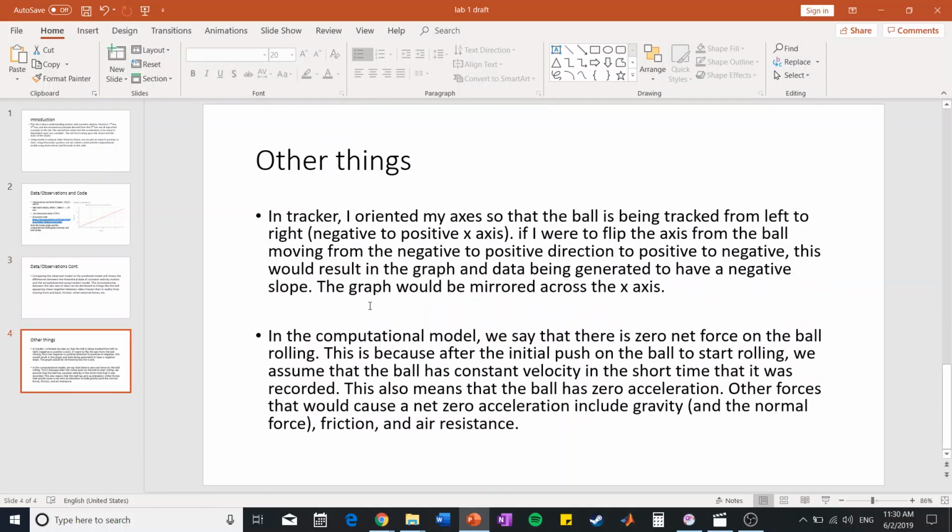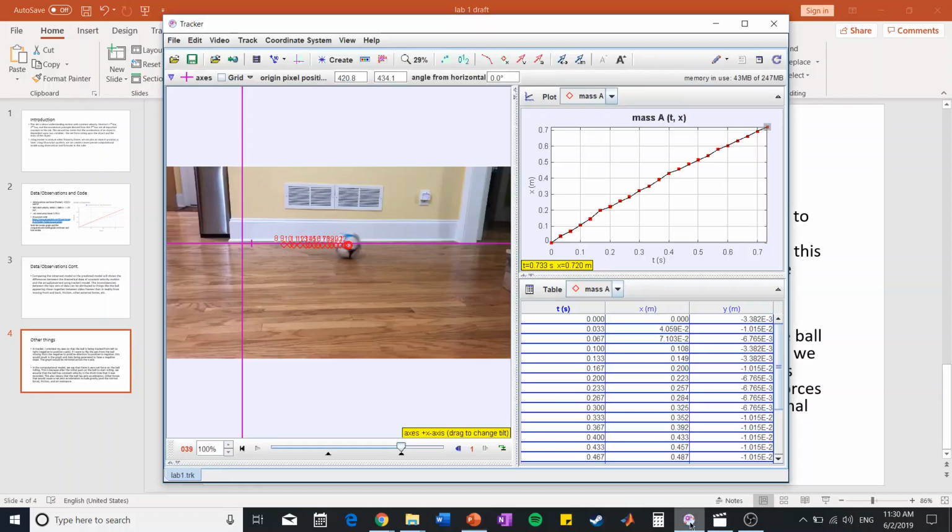Finally, two other things to note. In Tracker, I oriented my axes so that the ball is being tracked from left to right, from the negative to positive x-axis. If I were to flip the axis so the ball moves from the positive to negative x-axis, this would result in the graph and data being generated to have a negative slope. The graph would be mirrored across the x-axis. So let me show you what I mean. This graph right here would be basically mirrored across the x-axis, so the slope would be negative and the line would be going the direction I'm moving my cursor, essentially.